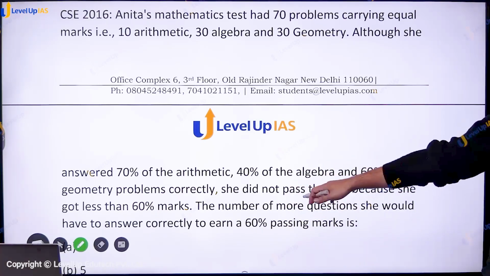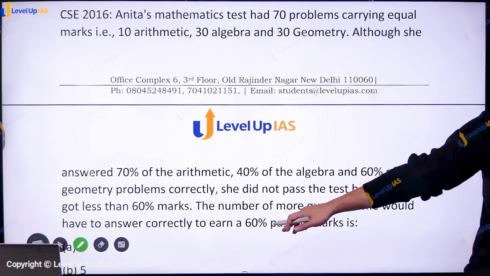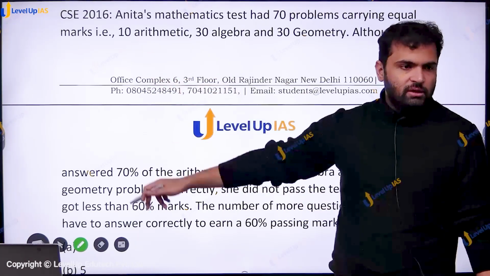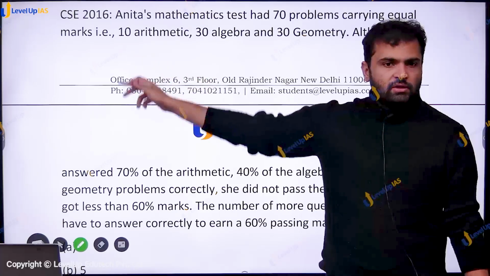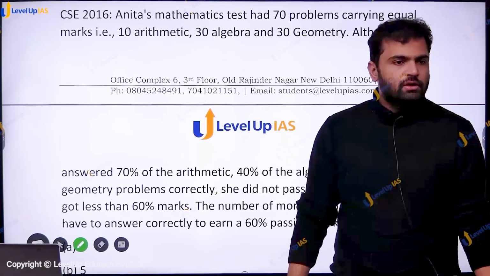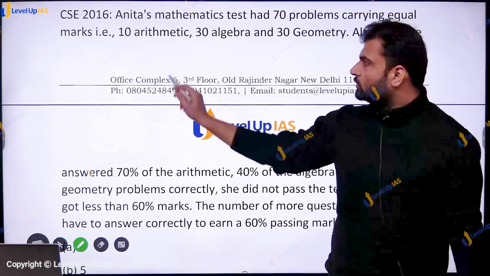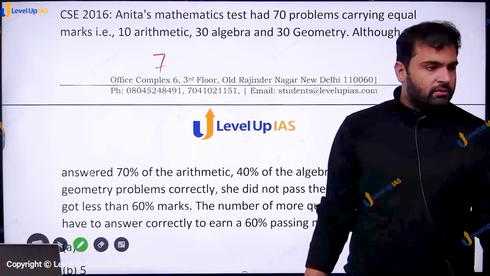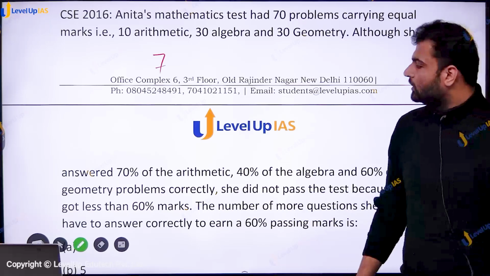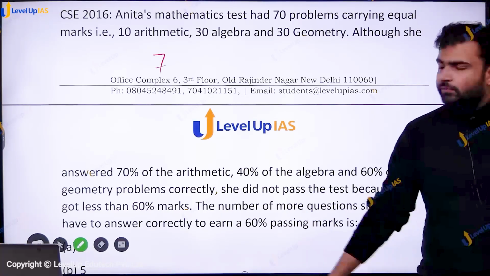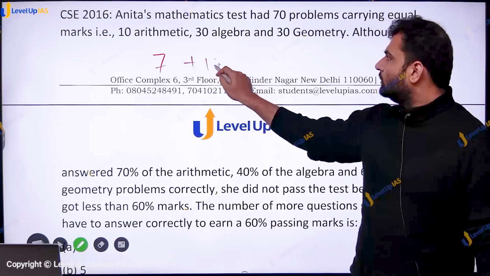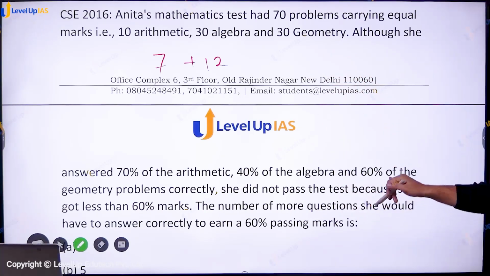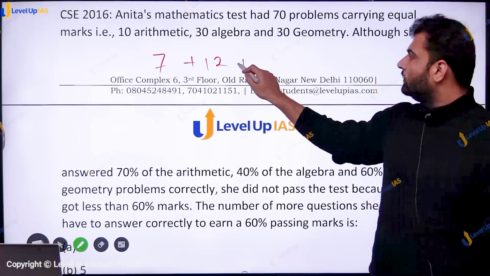So we have to firstly calculate how many problems are there. 70% of arithmetic meaning 70% of 10. 70% of 10 is 7. 7 from arithmetic. 40% of 30, 40% of algebra. 40% of 30 is 12. And 60% of geometry. So 60% of 30, which is 18.